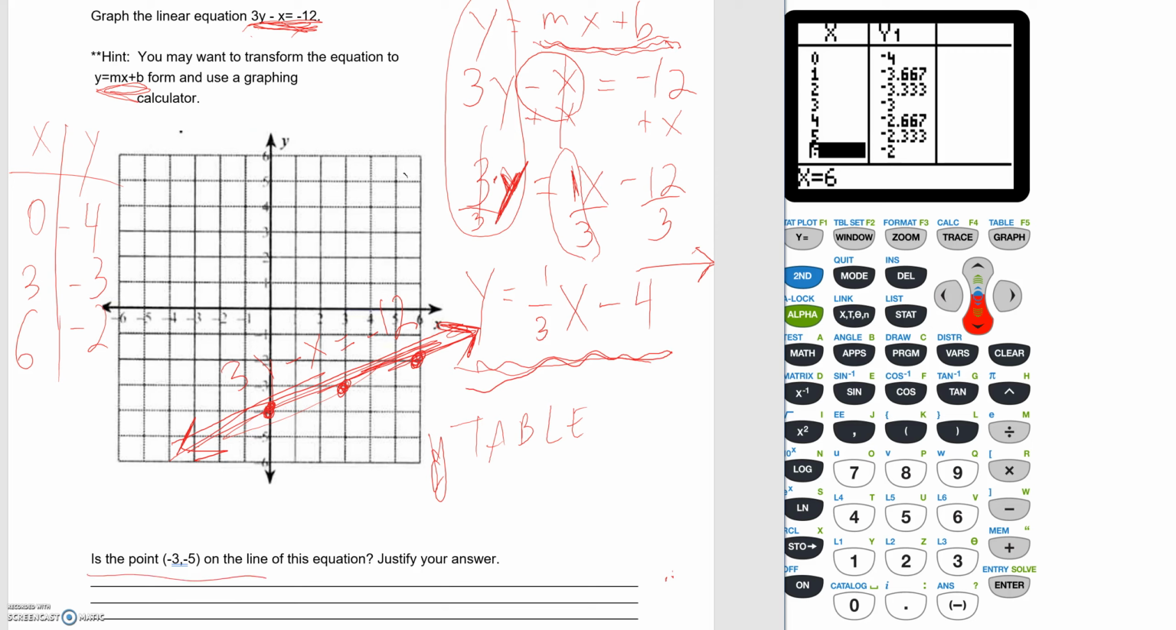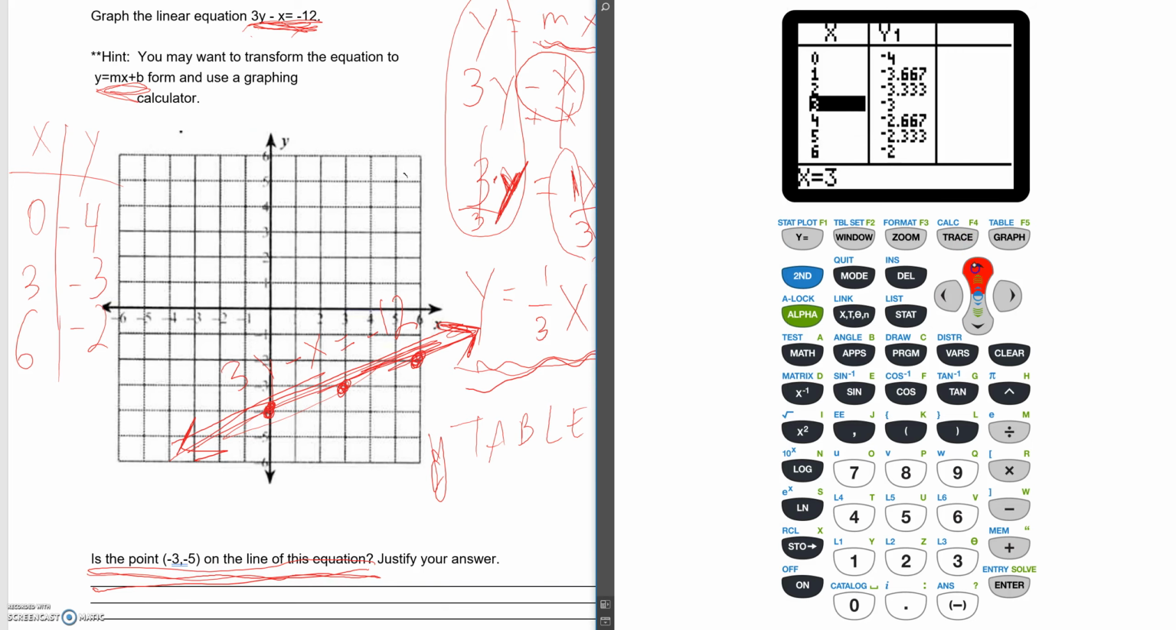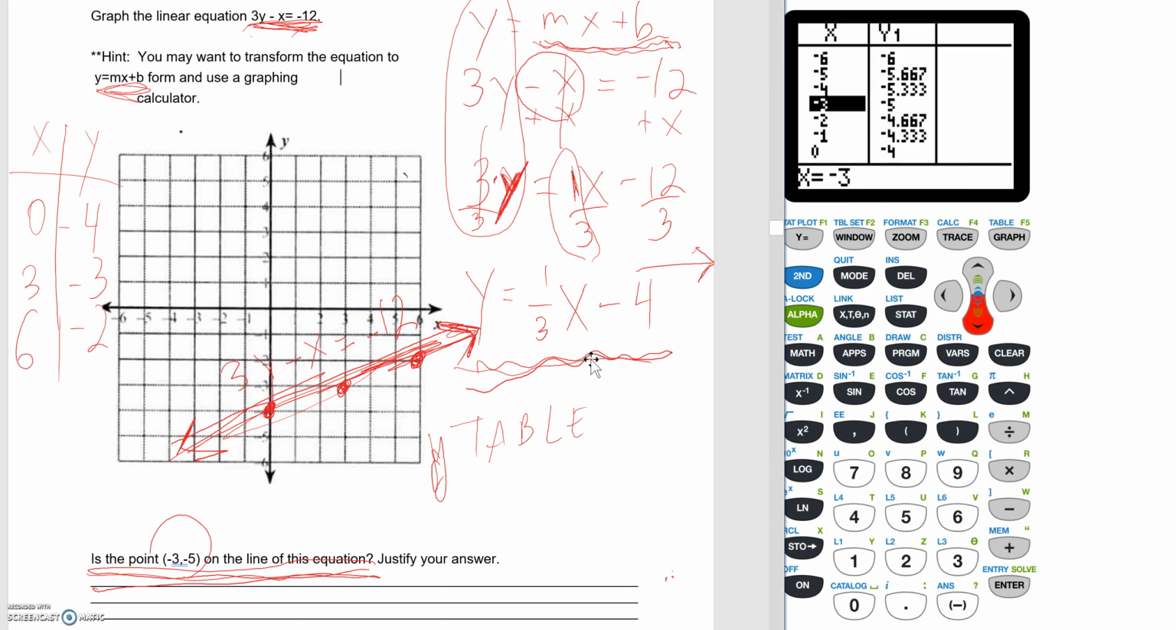Last thing, is this point on the line? What's an easy way to find out? So, simplest way is just to stay on your table, go up to negative 3. Was this point on the line? Yeah, it's right here. It's on the calculator. When we put the equation into y equals, we see that this point is in fact on the line of this equation, and you just explain.